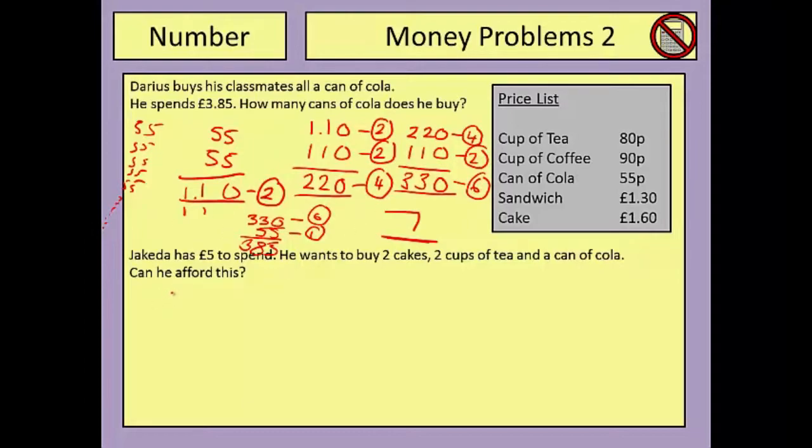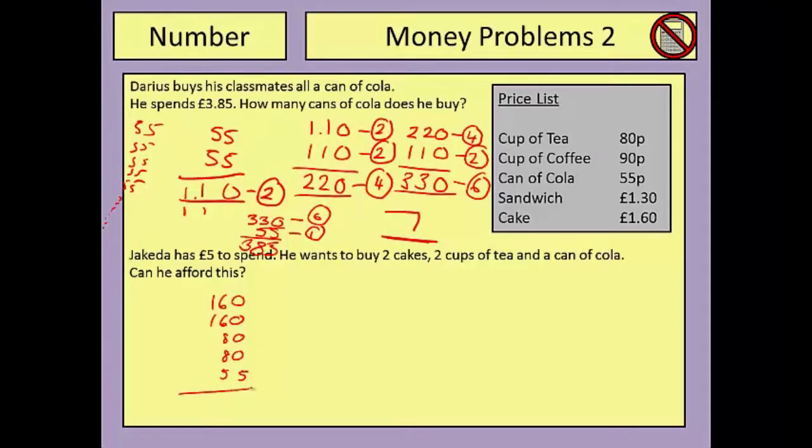In the second part of this example, Chiquita has £5 to spend. He wants to buy 2 cakes, 2 cups of tea, and a can of Coke. We need to know whether he can actually afford this. So let's start by working out how much all of this costs. 2 cakes, 1 cake is £1.60, so I need 2 of those. 2 cups of tea, each cup of tea is worth 80p, and I need 2 of those. And finally I need a can of Coke, which is 55p.